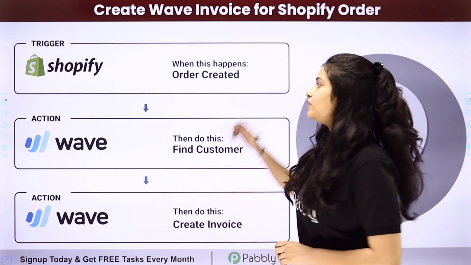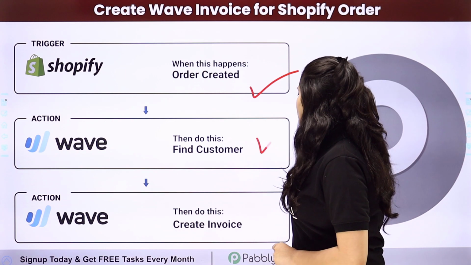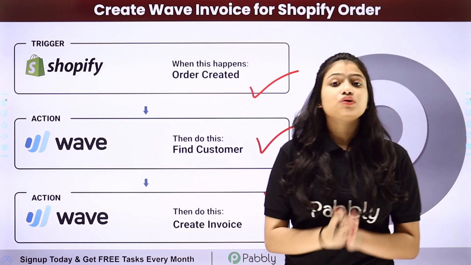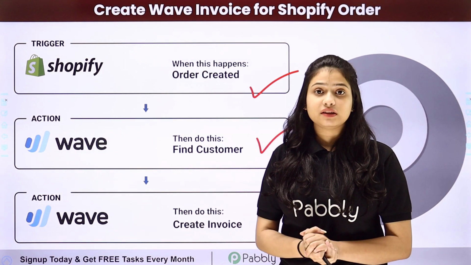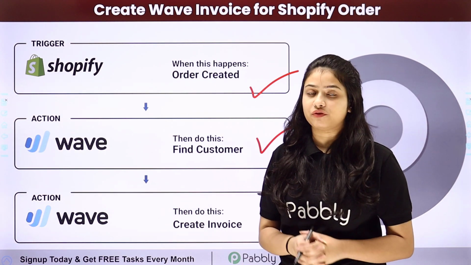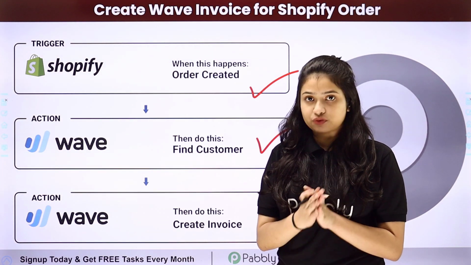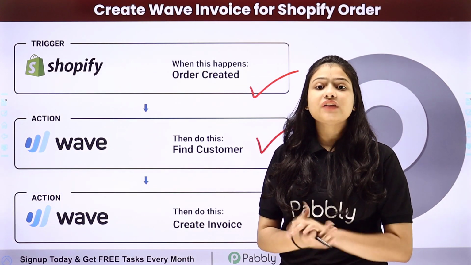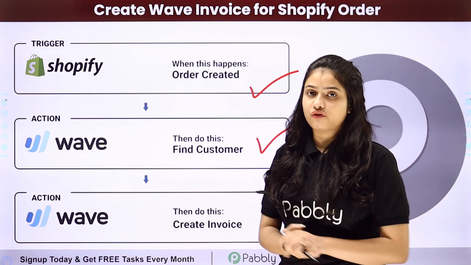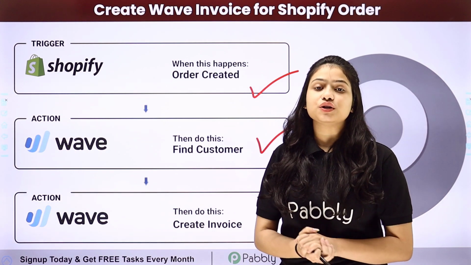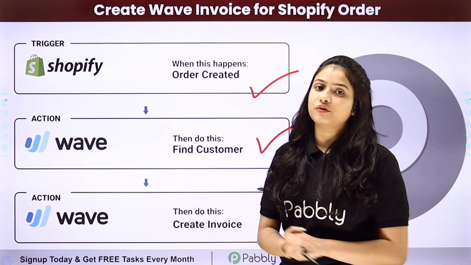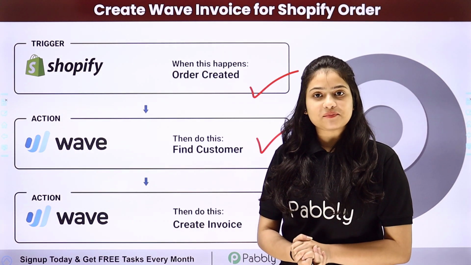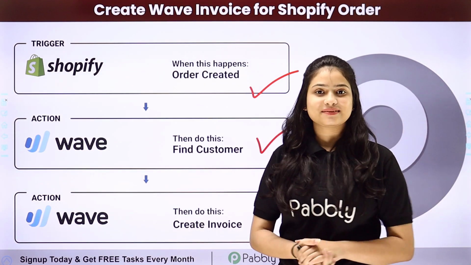Now what we are going to do: we have Shopify as our trigger and Wave as our action. We will connect both of them using Pabbly Connect in such a way that whenever a new order is placed on the Shopify store, Wave will automatically search for the user to see whether it is an existing customer or not. If that person is an existing customer of Wave, an invoice is automatically generated for the same Shopify order. And to learn this entire process step by step, let me take you all to my screen.